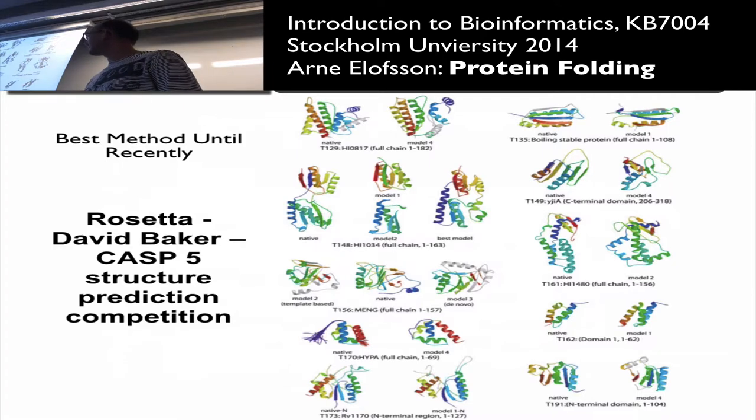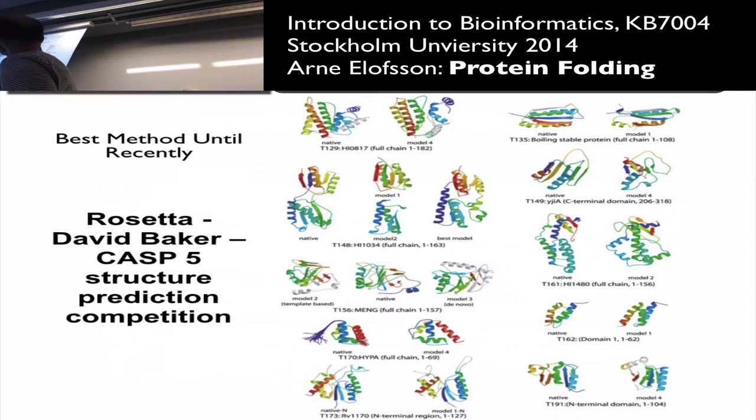David Baker made his Rosetta program together with co-workers. And these are some examples of how he folded proteins. This is from CASP 5, in 2004 or something like that. You can look at the native structure and the model. In most cases they're not perfect, but they look similar, at least in some way. I will talk a bit about that after the break. So let's meet at 10 past.